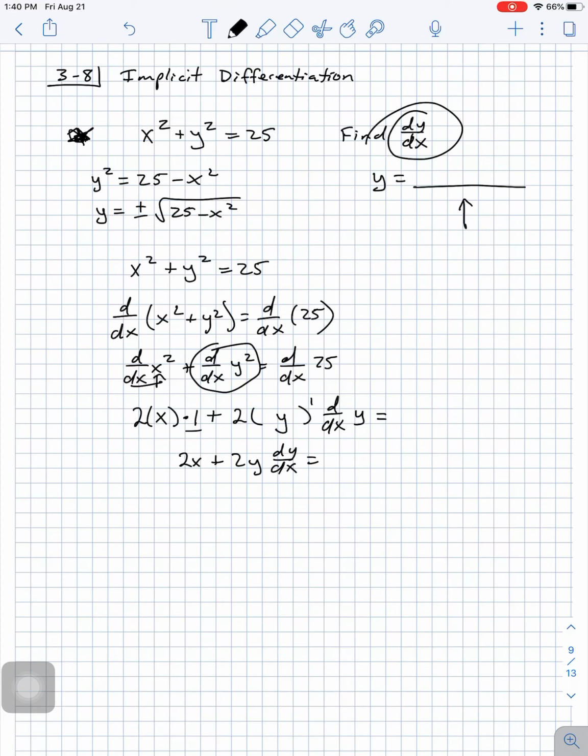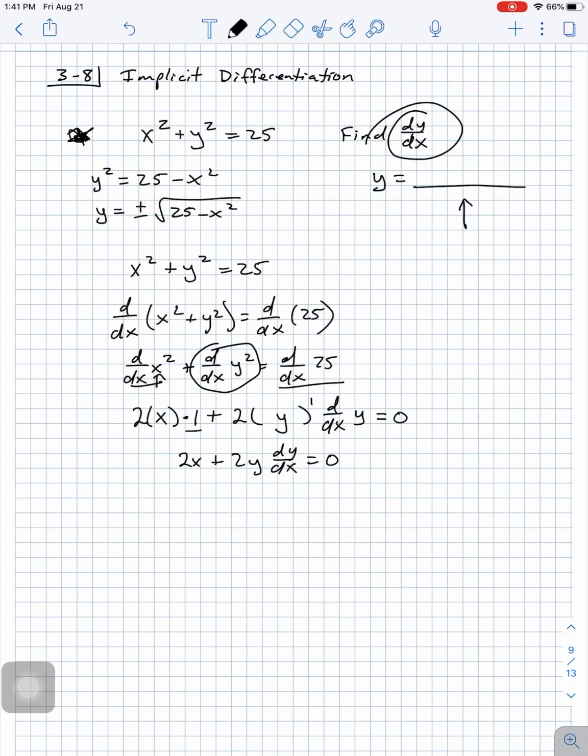Okay, and then the other side of the equation, the derivative of 25, well, that's just a number, so it zeroes out, and this is 0. So this is the derivative using implicit differentiation. Basically, it boils down to this. Because of the chain rule, anytime you take the derivative of a y term, you have to add on dy dx, because that is the derivative of that inside function, which is y.